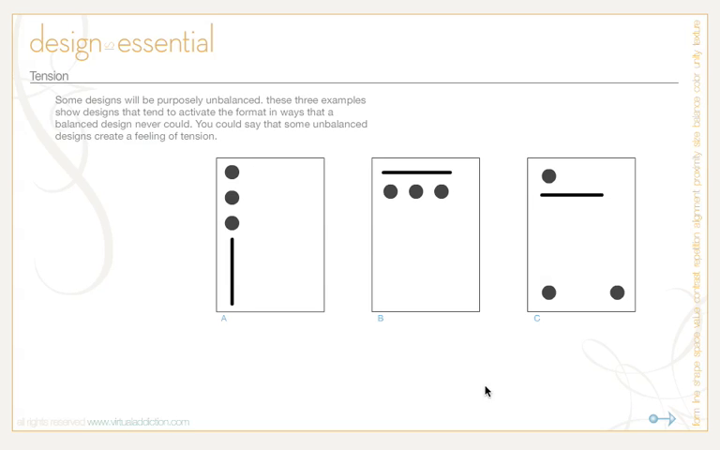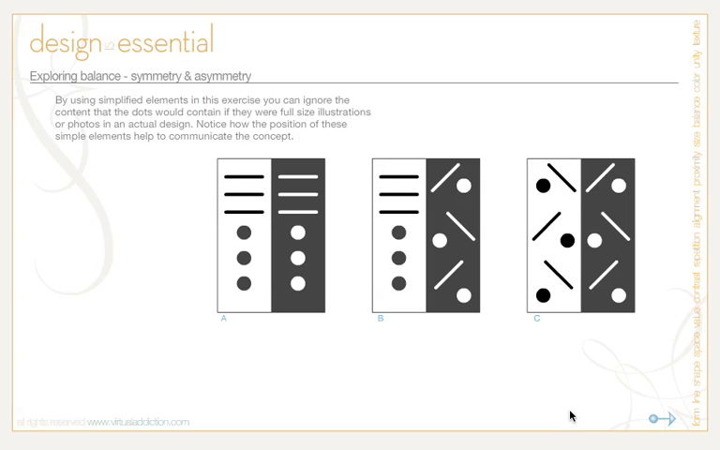In these three examples, it shows designs that tend to activate the format in ways that a balanced design never could. You could say that some unbalanced designs create a feeling of tension. The experienced designer can use both symmetry and asymmetry to create visual, exciting effects. To explore the possibilities of combining symmetry and asymmetry, try dividing the format in half vertically, making the left half white and the right half black. At this point, the format is symmetrically divided.